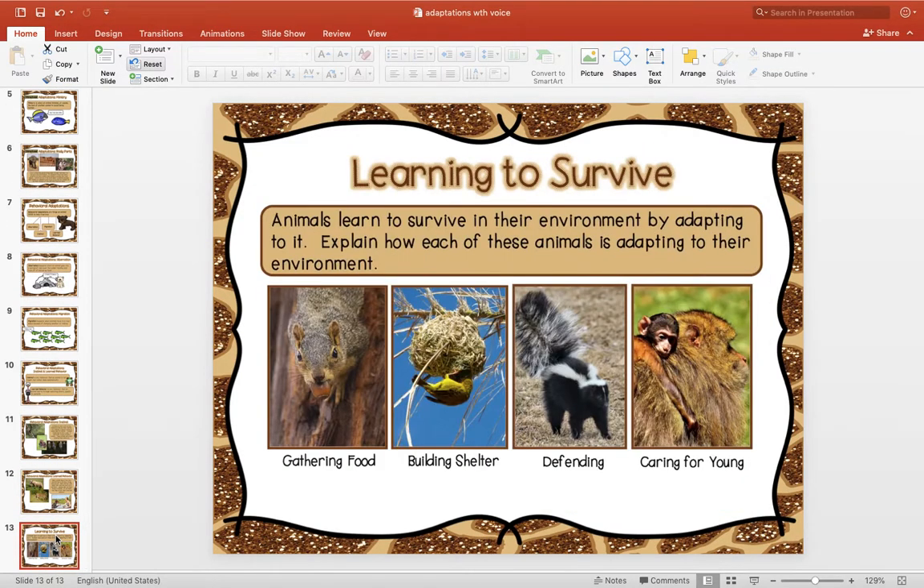Animals learn to survive in their environment by adapting to it. I want you to take a look at the 4 pictures below, and I want you to think to yourself, what kind of adaptations does each of these animals have that help it to survive?